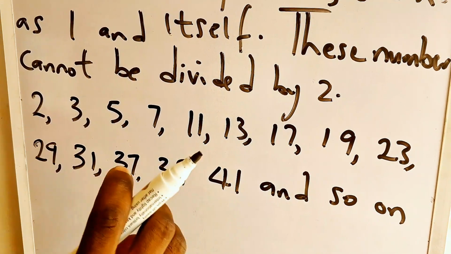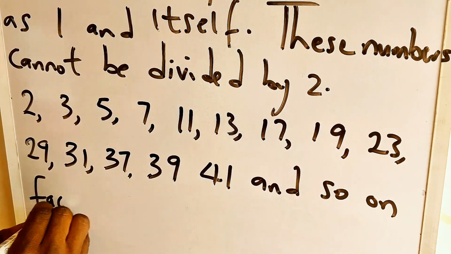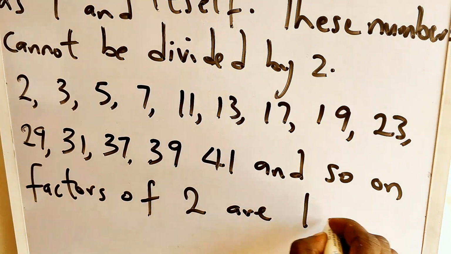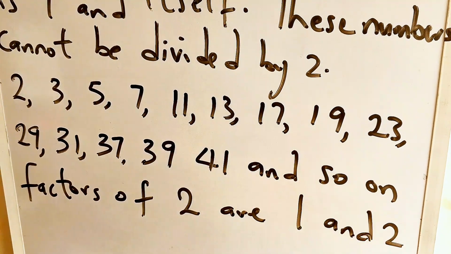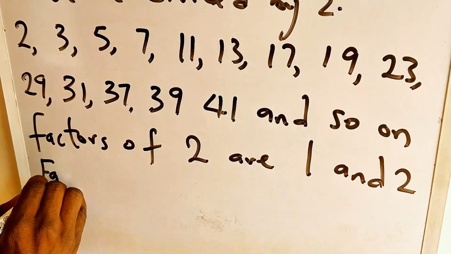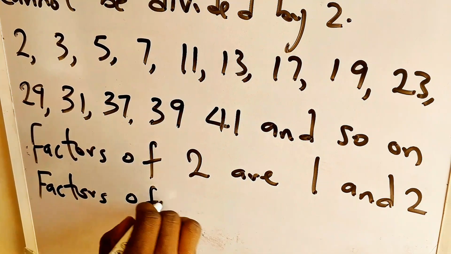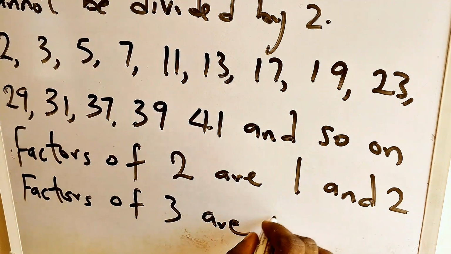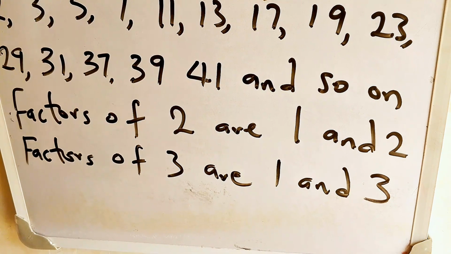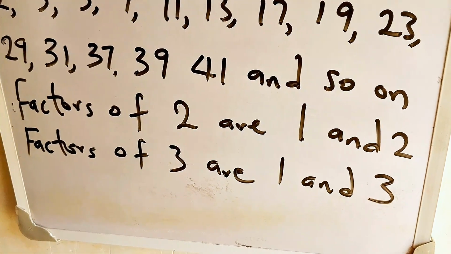They only have two factors. For example, the factors of 2 are 1 and 2. Factors of 3 are 1 and itself, which is 3. So prime numbers only have two factors, 1 and itself.